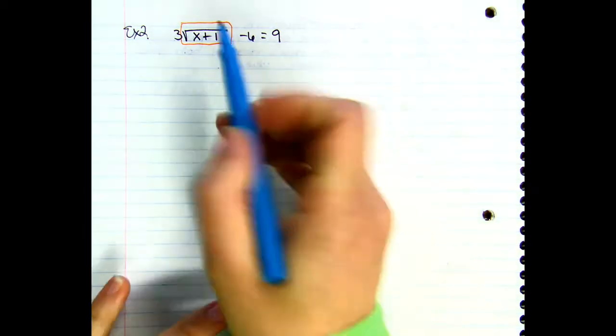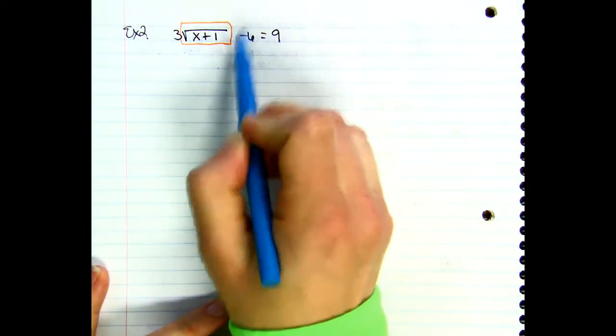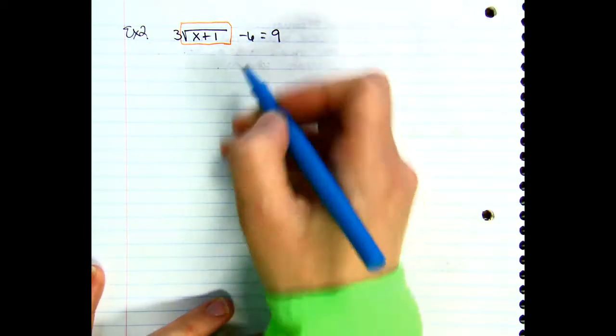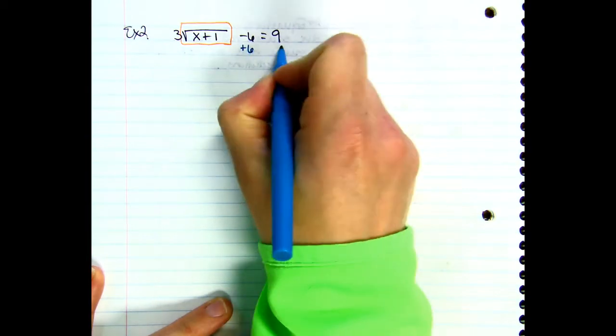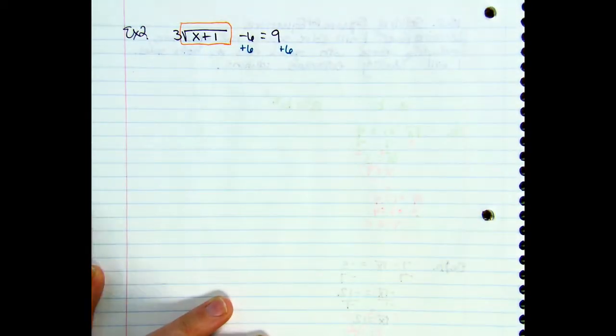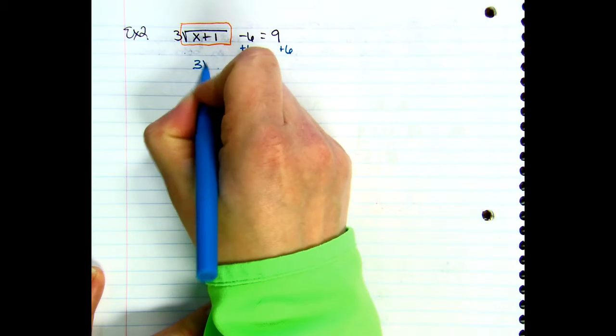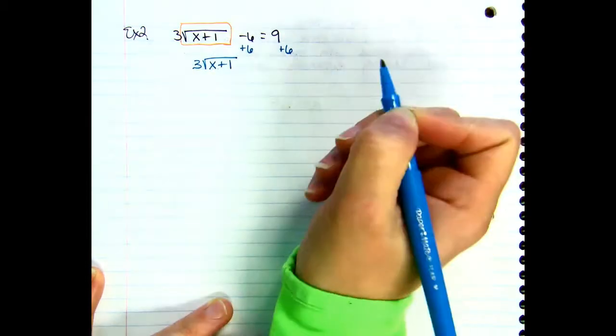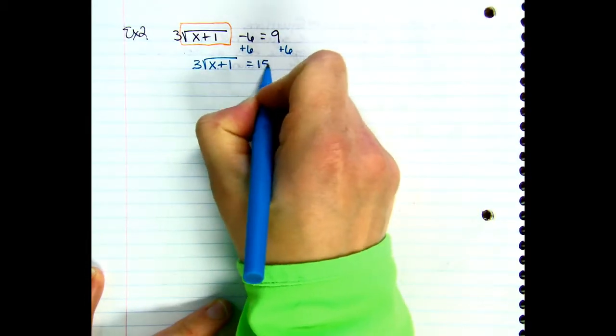So to solve this one, I am going to start off by getting rid of this negative 6, or subtracting 6 that's hanging off the end. I'm going to add 6 to each side to take care of that. So I'm left with 3 times the square root of x plus 1. That's going to equal 15.